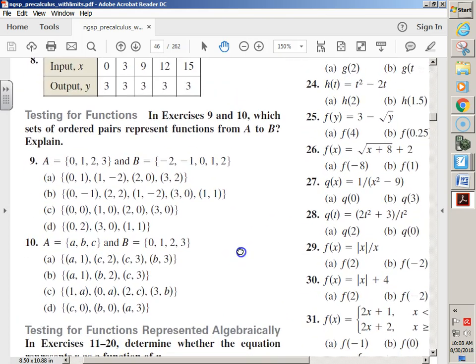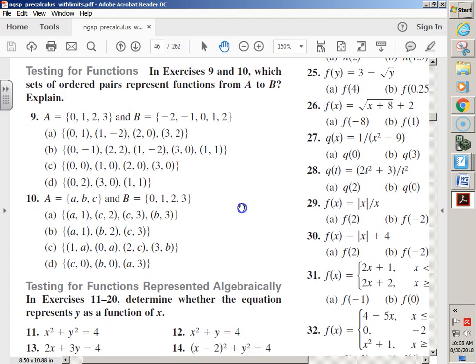Number 10 was weird because it gave you variables, right? And I think we just graded that one. Was it that one? And here's the reason why. If we're going from A to B, and as you look at your ordered pairs, it kind of helps too. A is all the x values because they come first. That makes sense, right? And B is all the y values.